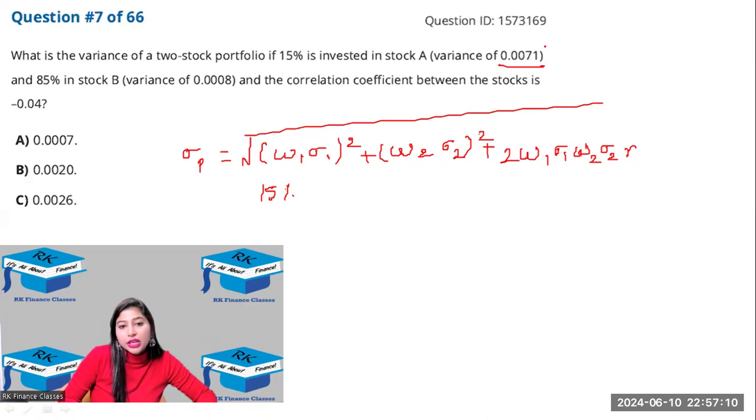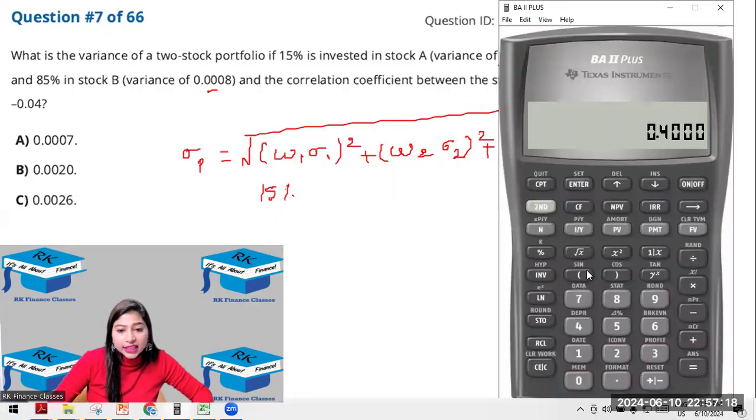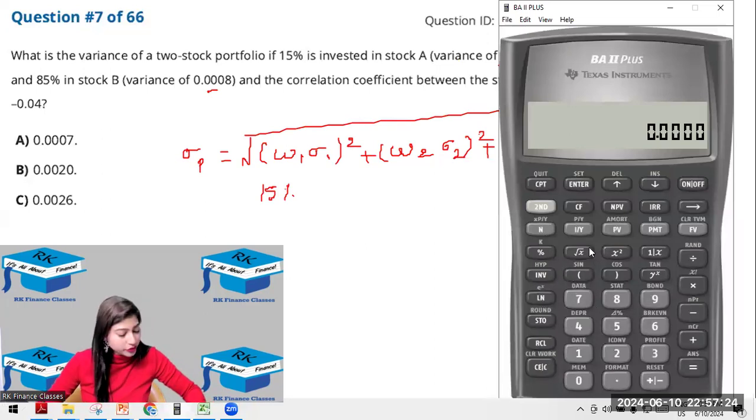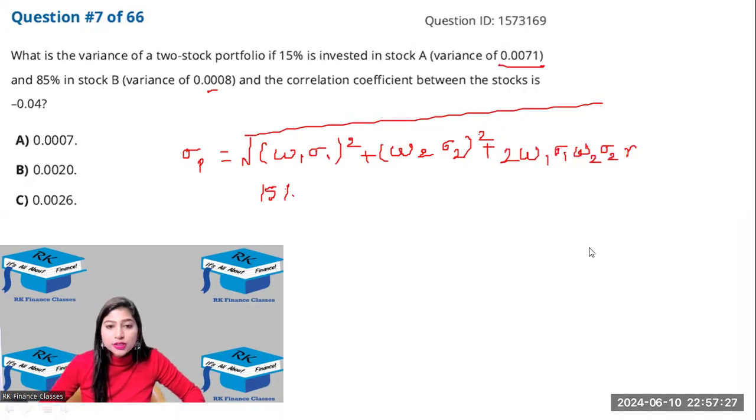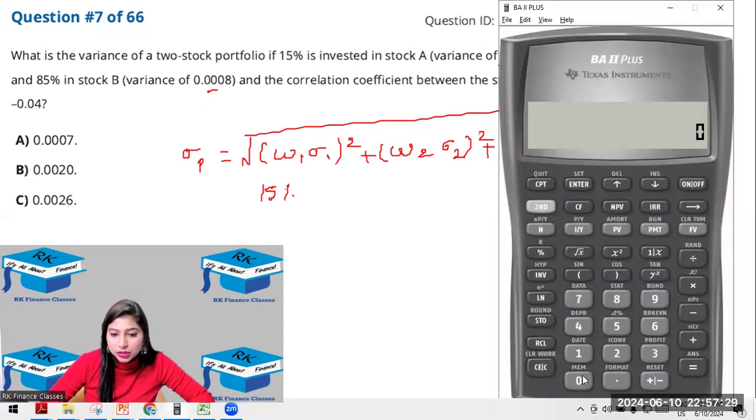So first we have to take the standard deviation of this thing, also the standard deviation of this thing, so that we'll get the sigma 1 and sigma 2. So I'm not writing, but I'll directly store in memories. Otherwise, गलत हो सकता है. So the variance of stock A is 0.0071. Take a square root of that and store in memory number. I'm storing it in memory number 7.